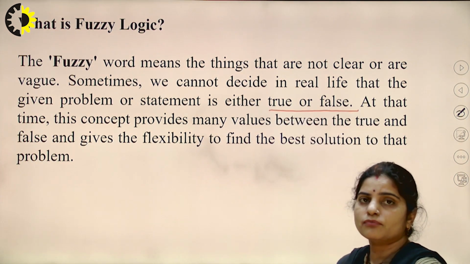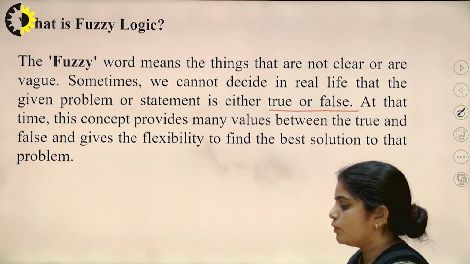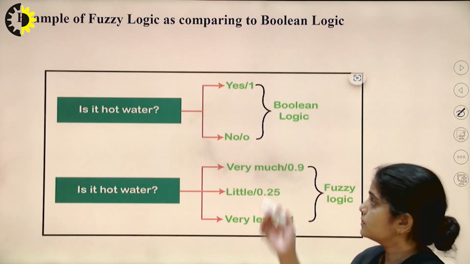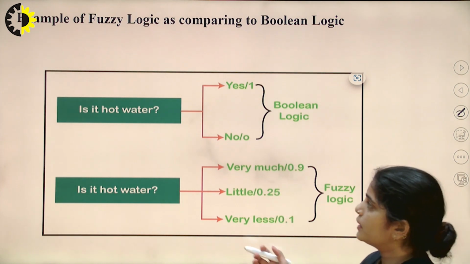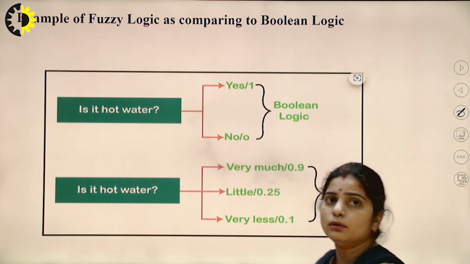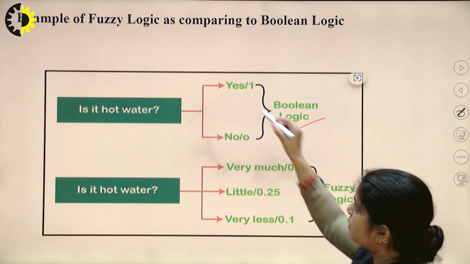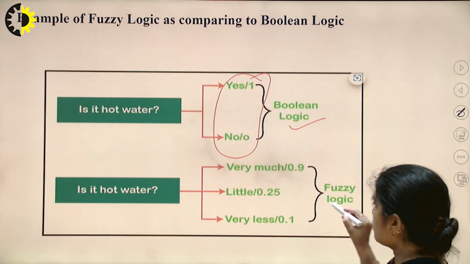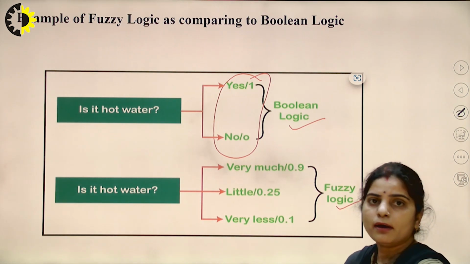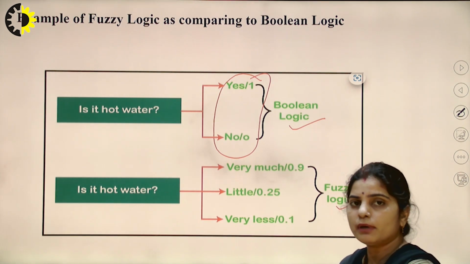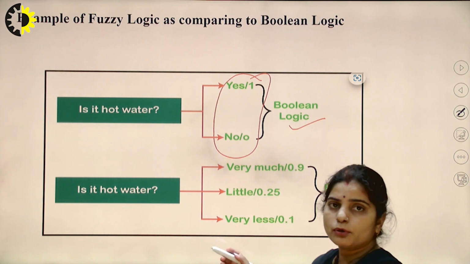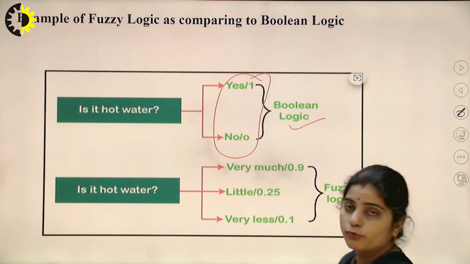Let me give an example. We have to identify whether the water is hot or not. By using Boolean logic, we have only two solutions, yes or no. But when we use fuzzy logic, there are multiple solutions to identify or solve the problem, that is, whether the water is hot.